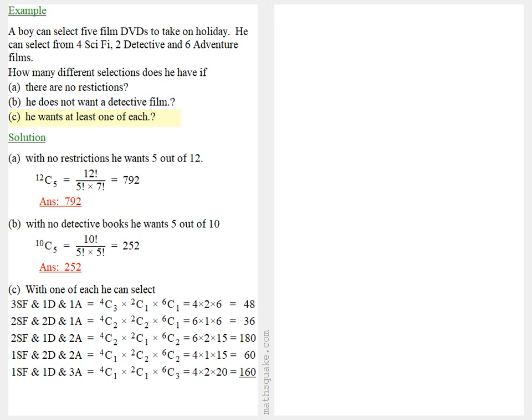And those are the options that he has. So totalling them up, we've got 48 plus 36 plus 180 plus 60 plus 160, and that comes to 484. So the number of possible selections is 484.